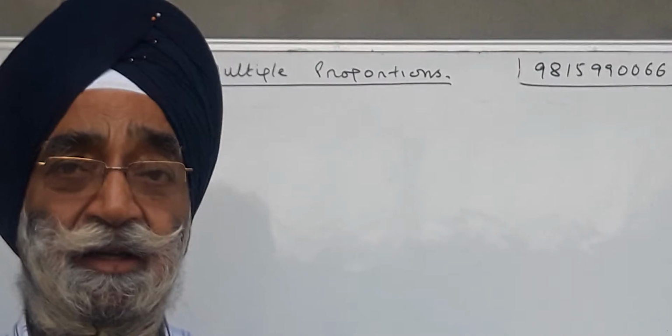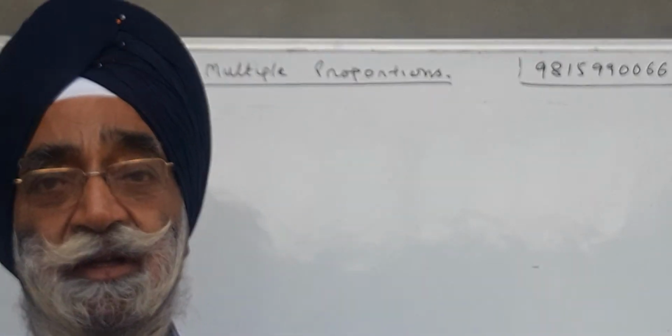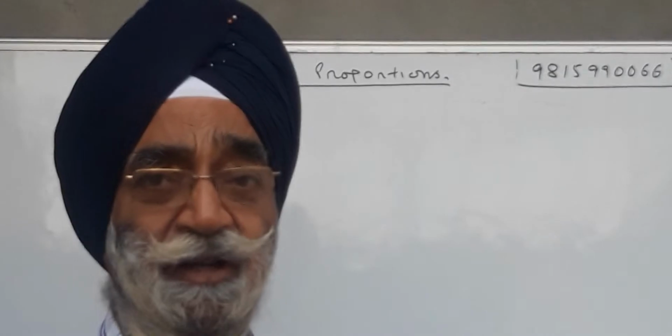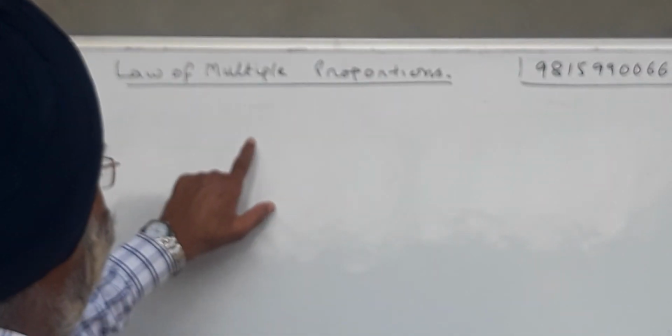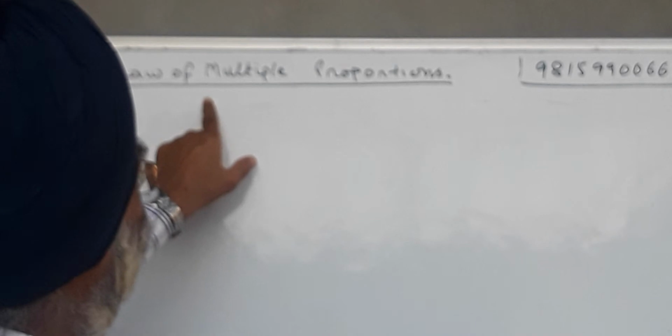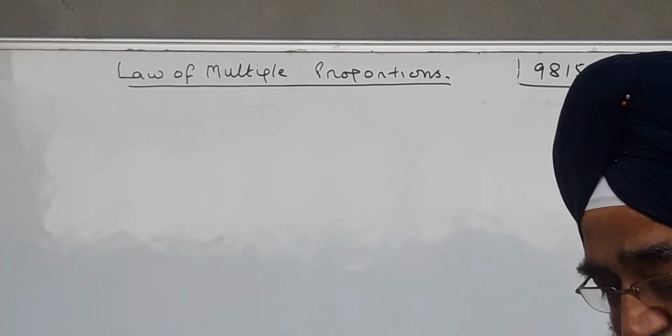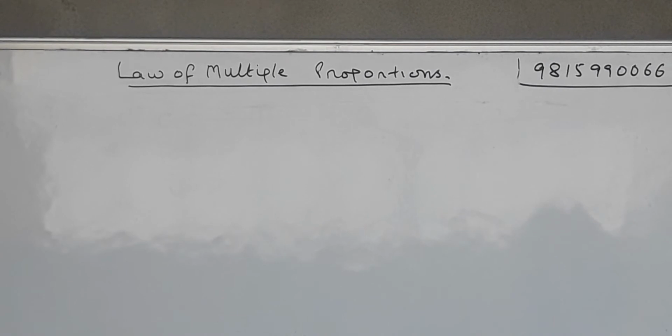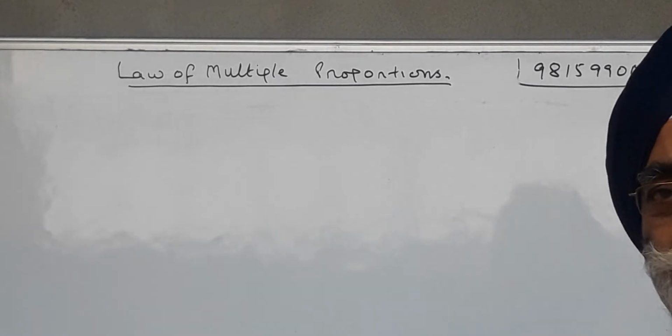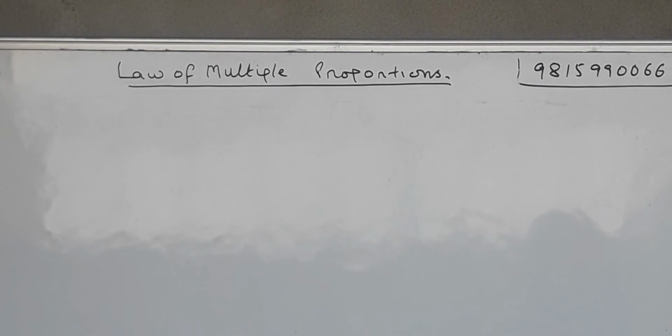In continuation with the laws of chemical combination, we have this third law in the series, the law of multiple proportions. This is about the combination between two elements which give rise to two or more compounds. Two elements combine to produce two or more compounds.